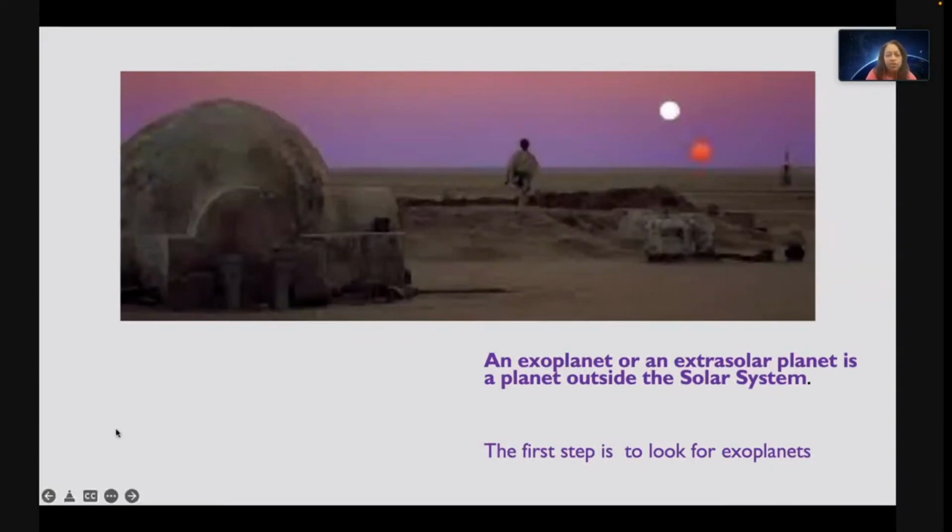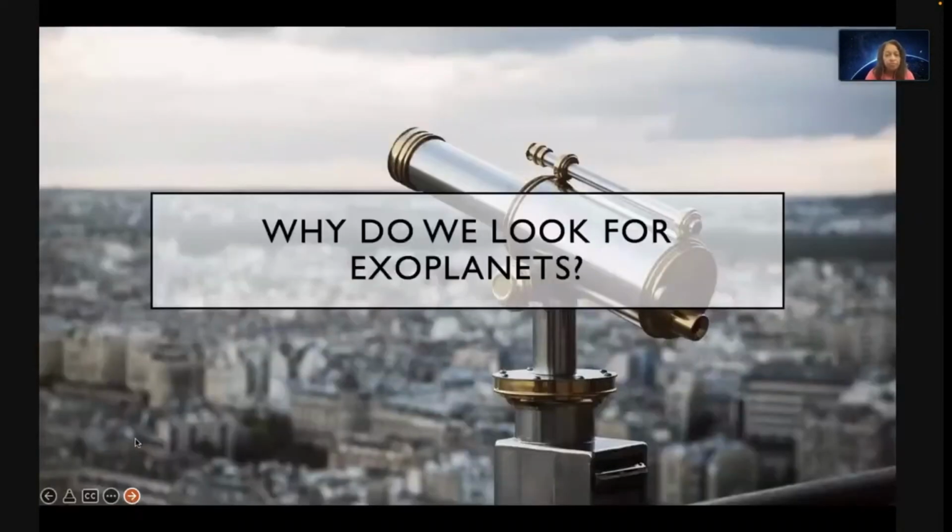So, the first step is to look for exoplanets. How do we actually look for them? And that's what's basically described in this paper. The paper describes different techniques or methods which are used to detect exoplanets, and that's what I'll talk about.